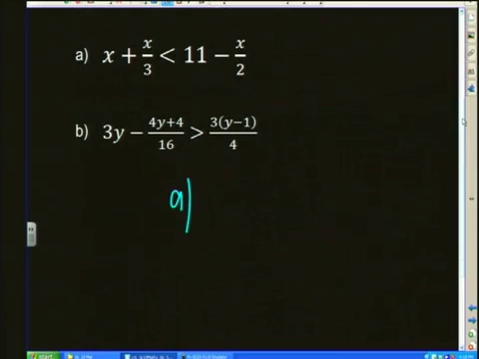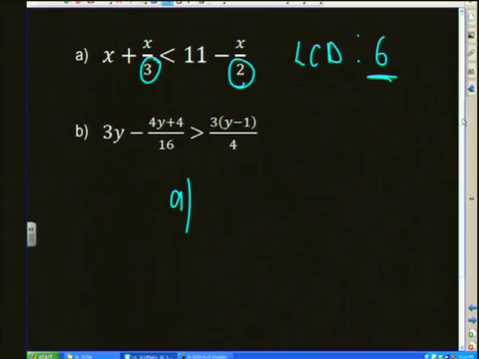Okay, so let's look at 1a. We've got x plus x over 3 is less than 11 minus x over 2. Guys, whenever you're faced with denominators and fractions, you need to find an LCD. Here our LCD between 3 and 2 is going to be 6. So we multiply our LCD throughout the inequality. Just like in an equation, once you've found your LCD, you can drop it, provided it's not a variable. And in your case, it's not going to be a variable in this section just yet. So LCD is 6. We times through by 6.